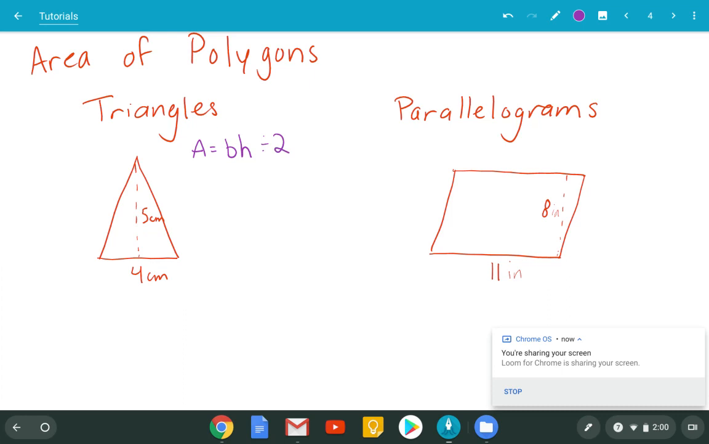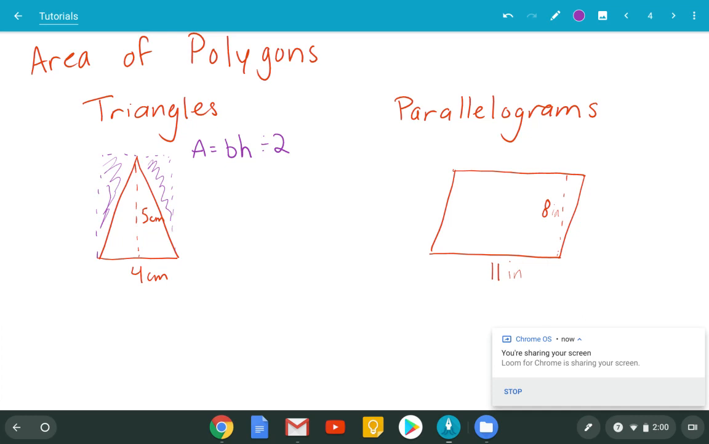And we talked about in class, base times height would give you this rectangle that a triangle can fit inside of. And then dividing it by 2, the triangle is half of that area. These two parts are not part of that triangle. So if you divide it by 2, that would just give you the area of the triangle.